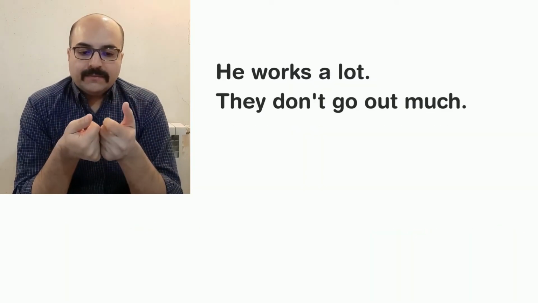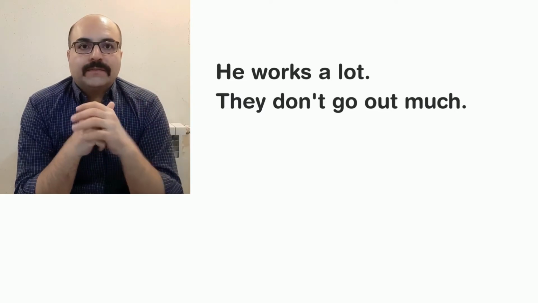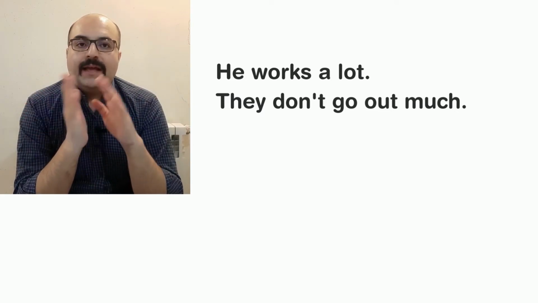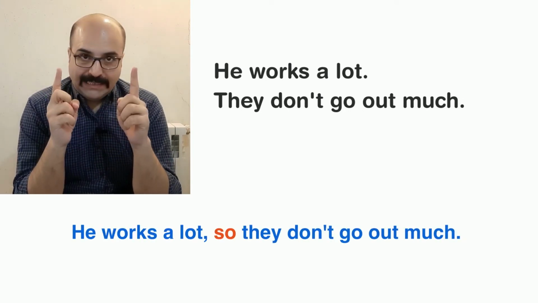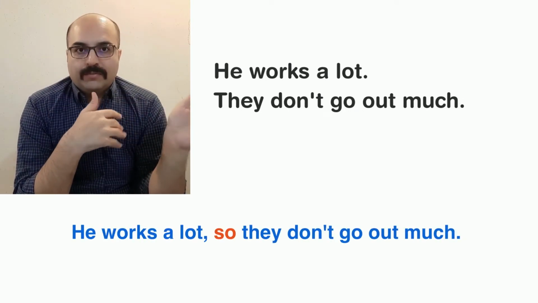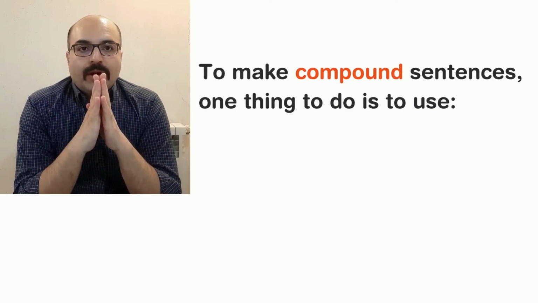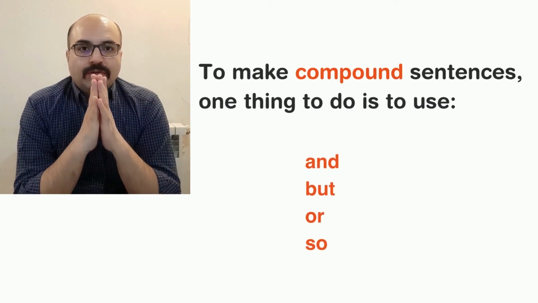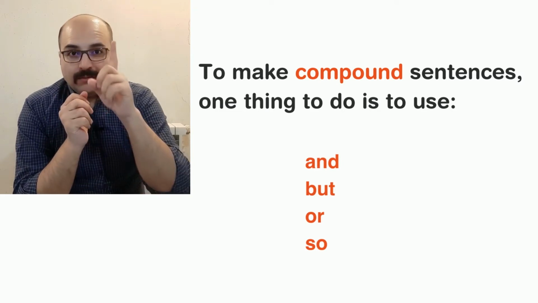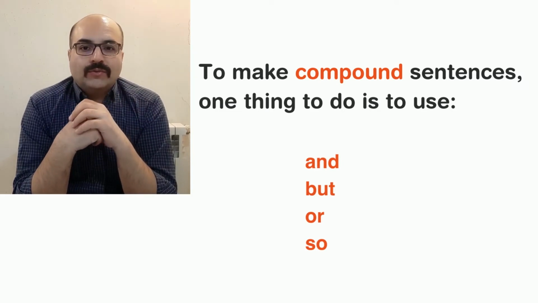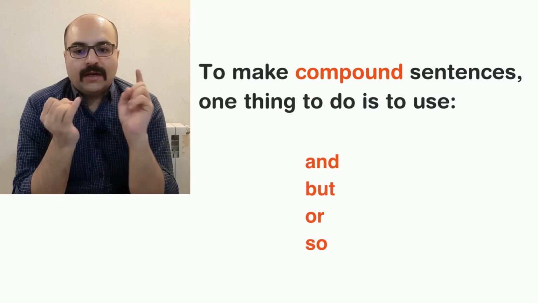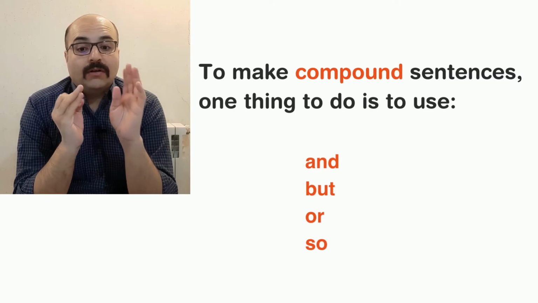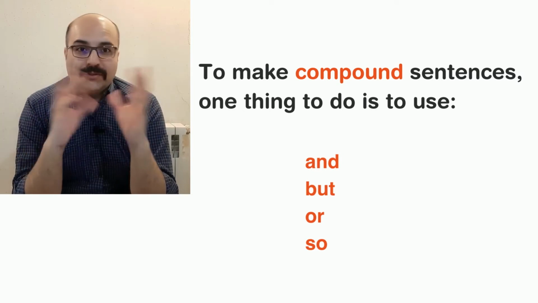He works a lot. They don't go out much. Yes, it shows a reason and a result. We use so between them. He works a lot, reason, so they don't go out much, result. So we learned that in order to make our sentences compound, one thing to do is to use and, but, or, and so, and link similar, contrasting ideas or alternatives or reasons with results.